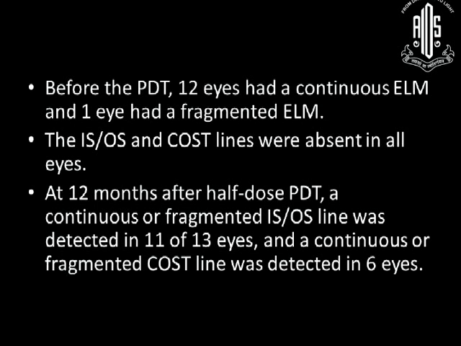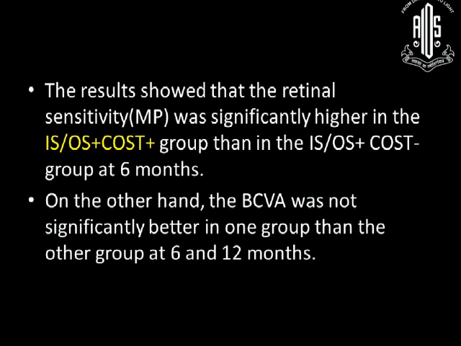It took up to 12 months for patients, that is 11 out of 13 eyes for PDT, to develop the coast line. So it's a slow growing process, and patients can have development of visual acuity and the coast line even up to 12 months after PDT. And in the group, they showed that the retinal sensitivity using microperimetry was highest in the group which had an intact ISOS and which had an intact coast line.